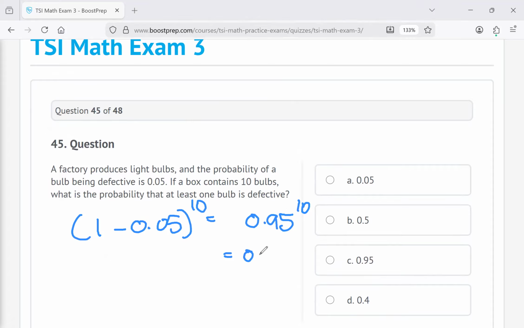I get 0.598. So what is the probability at least one bulb is defective? Wait, 0.5, 0.6. I don't see 0.6. I think they just want one bulb, so it would be 0.95. I think it's C.